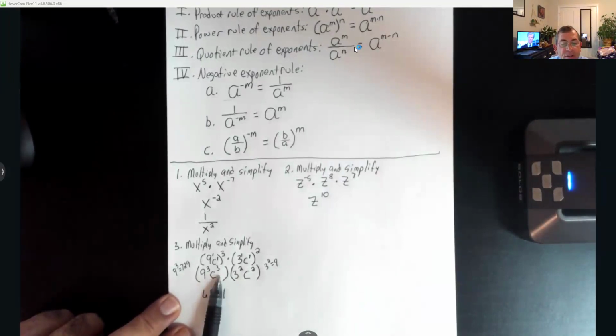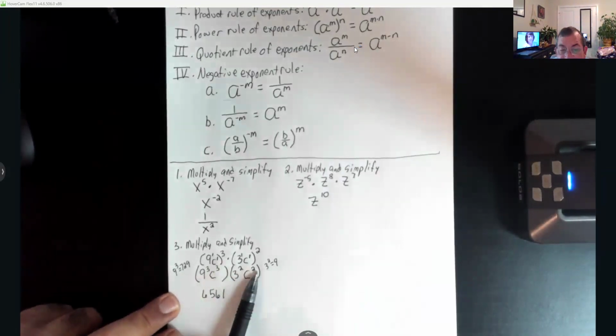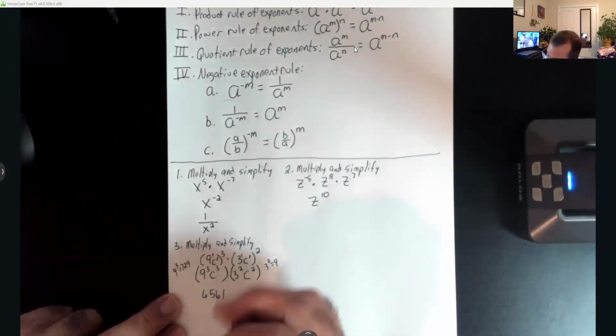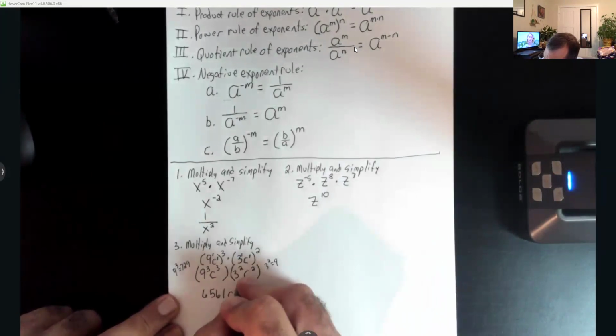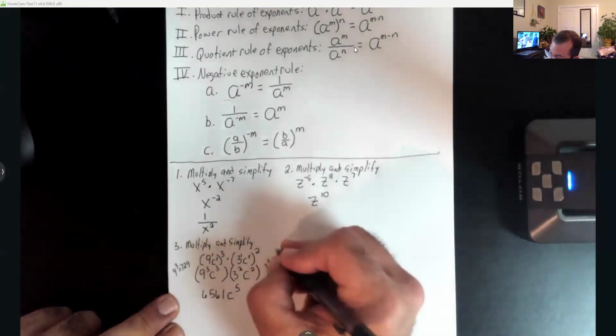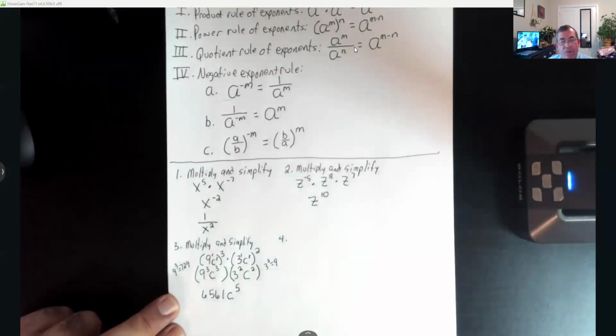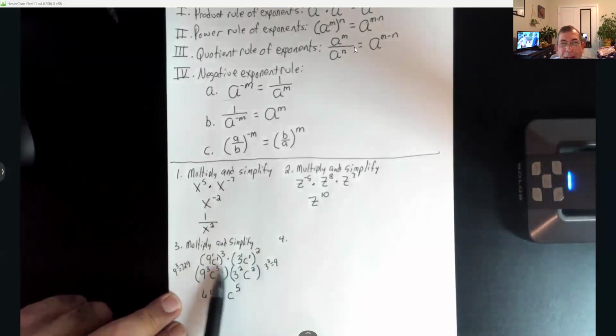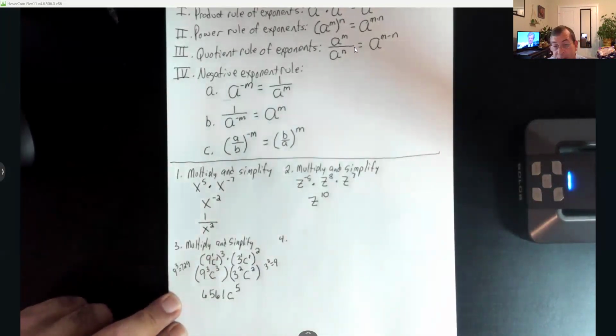Now you got a c to the third times a c squared. So multiplying a variable times a variable, we add the exponents. So that'll give me a c to the fifth. Okay, so it's just a matter of what rule applies in what situation, okay?